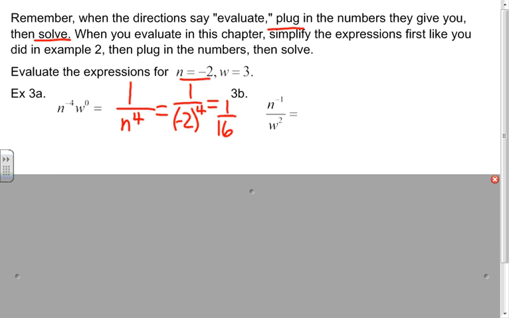3b, n to the -1st over w to the 2nd. The n to the -1st is a negative exponent, so it has to switch from the top to the bottom, and it becomes positive. W to the 2nd is positive, so it stays where it is. There's nothing left for me to put on the top. I moved everything out of the way, so there's a 1 left. That's all I can do here, so now I have to plug in my numbers. The n is -2 from my directions. The w is 3.